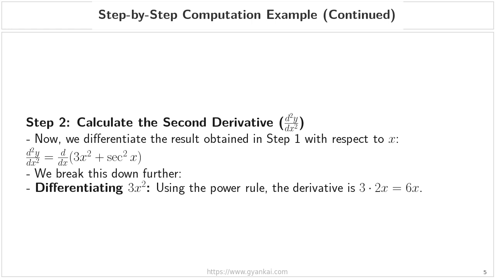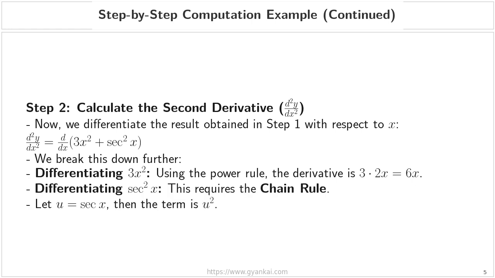Let us break this computation down into two parts to ensure accuracy. First, we look at the term 3x squared. By applying the power rule, we multiply the exponent 2 by the coefficient 3 to get 6, and reduce the power of x by 1. This gives us a result of 6x.